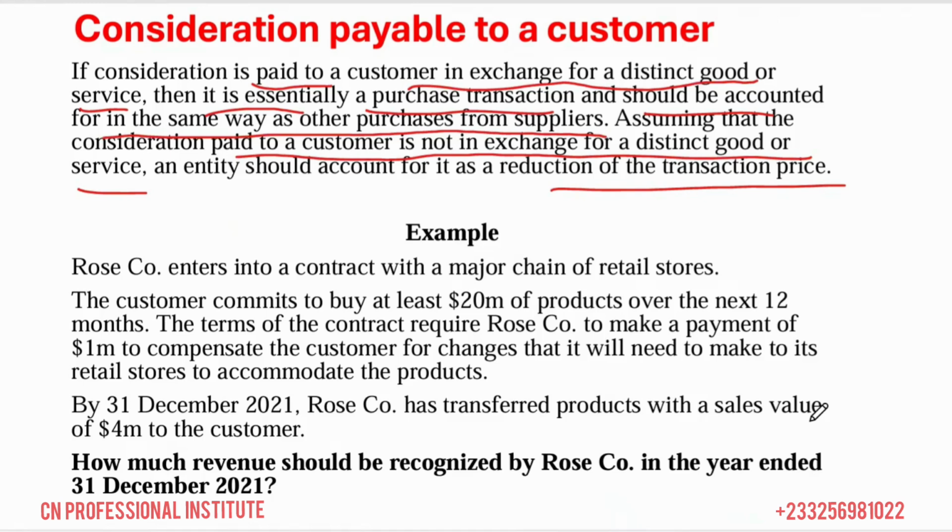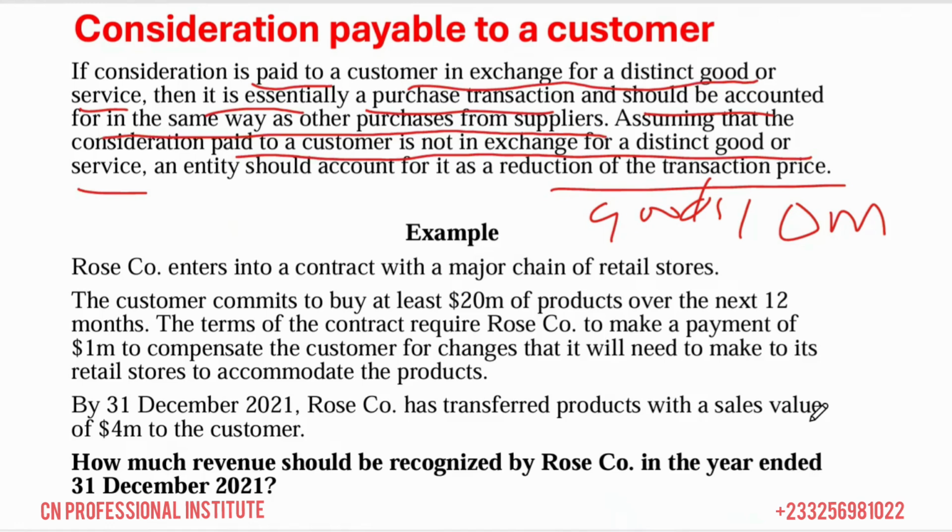Let's say you entered into a contract with the customer for 10 million goods. Okay, so goods 10 million. So the customer is buying goods worth 10 million from you. Are you following? The customer is buying goods worth 10 million from you. Now, you receive this 10 million as your revenue.